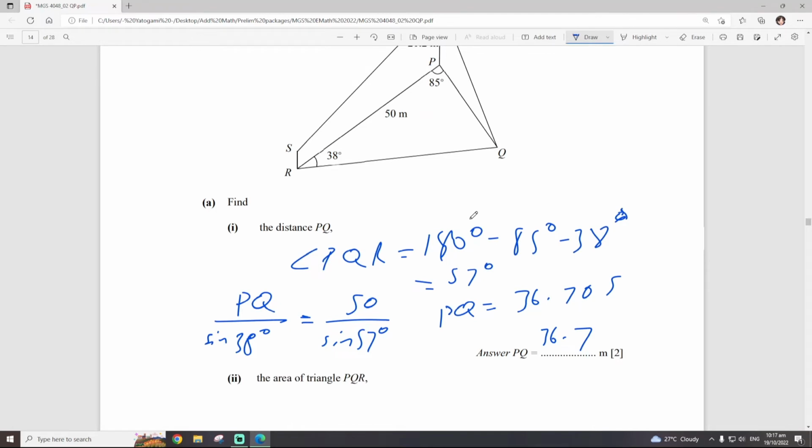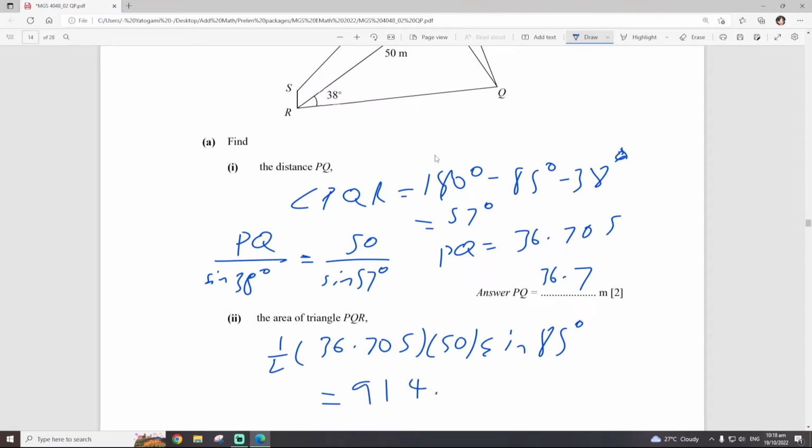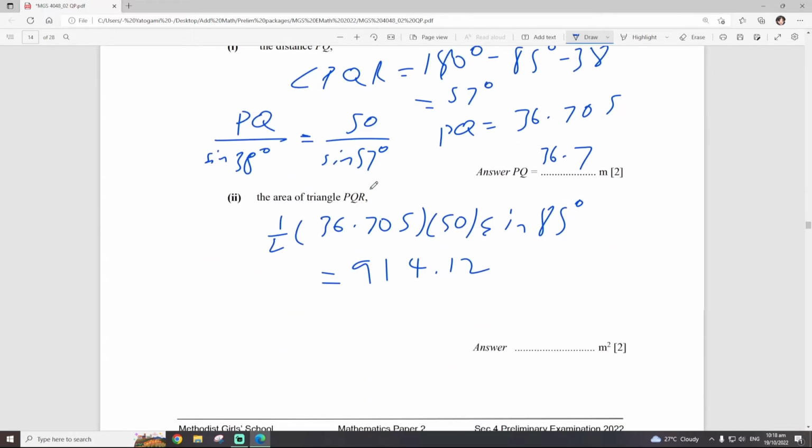Area of triangle PQR. So actually this should only be one mark, but because half ab sine C. So half times 36.705 times 50 times sine 85 degrees. And then you can figure out what this is. So take this times 50 times half times sine 85. So you get 914.12. So 914.